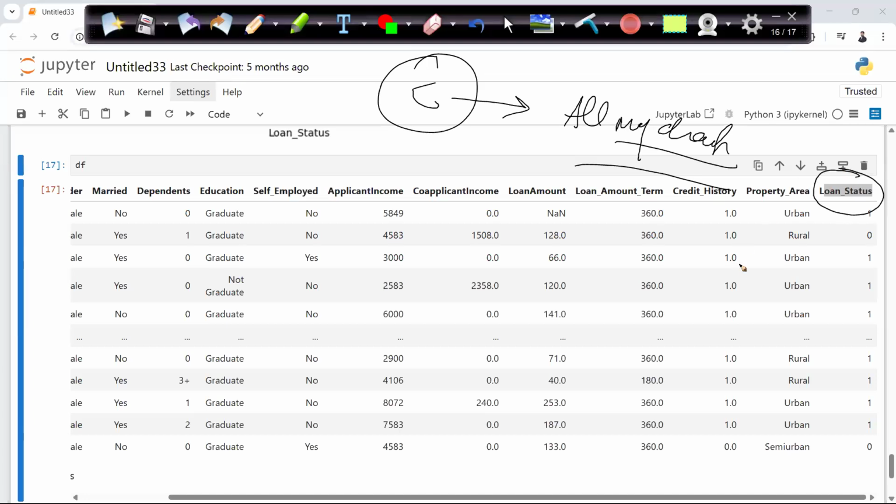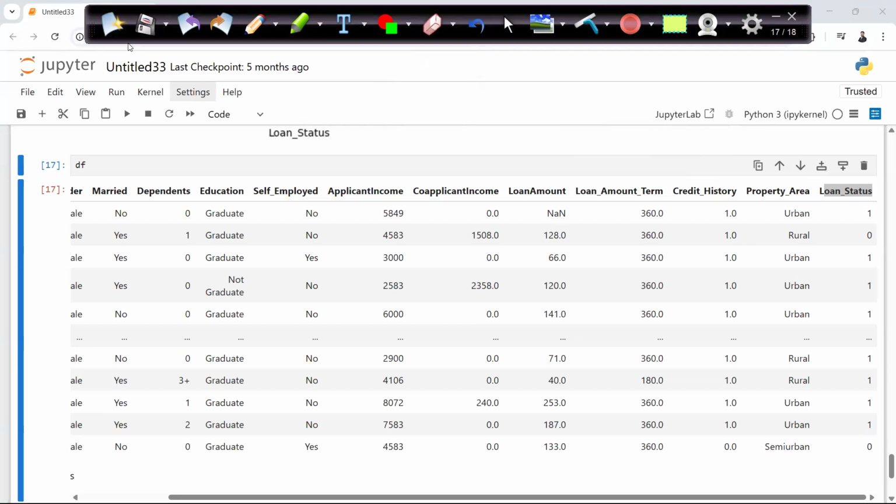Because we have to conclude this class with one proper conclusion: if a new customer comes in, on what basis will he get a loan? So that is what we need to find out. That is the end goal which we have.